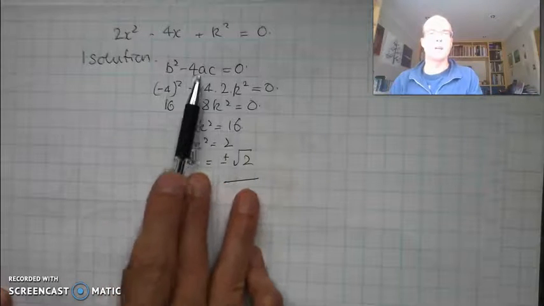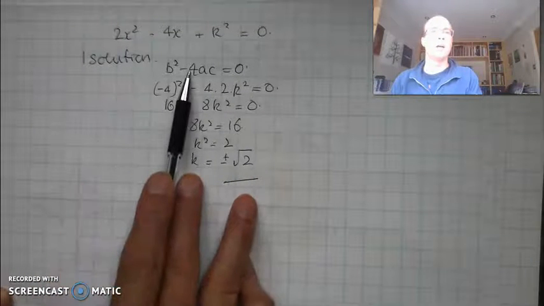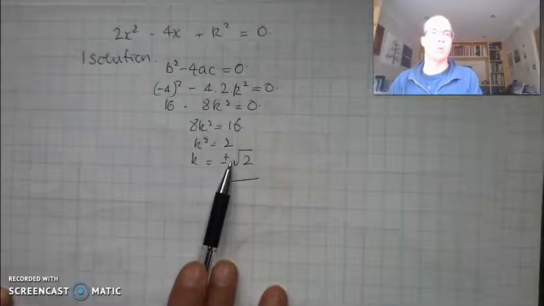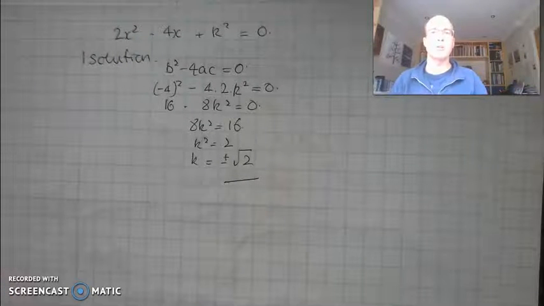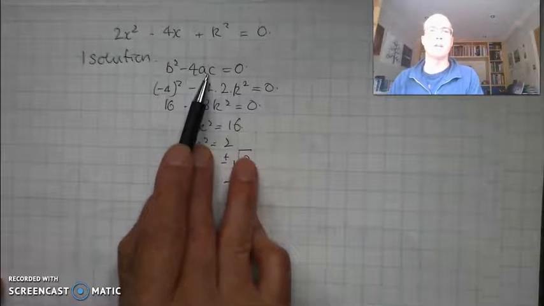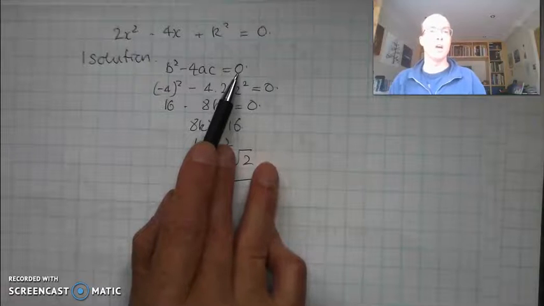Have a look at your discriminant, put it equal to 0 because I'm looking for one root, one solution. B squared minus 4ac equals 0, and you can come up with your values of k plus or minus root 2. So with these questions, quadratic, single solution, 2 solutions, no solutions, got to be thinking b squared minus 4ac, greater than 0, 2 solutions, less than 0, no solutions.